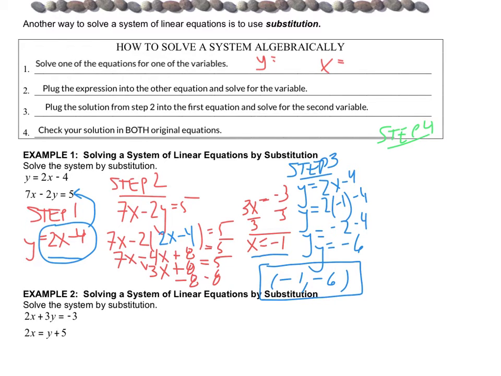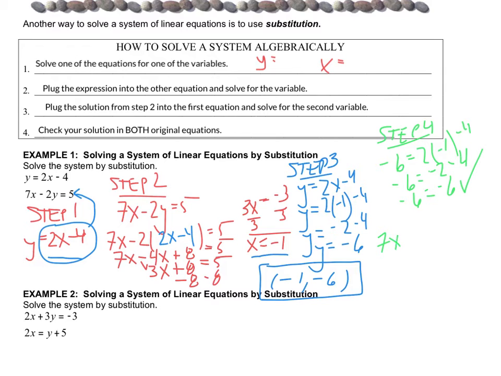So y equals 2x minus 4. Well, that'll be the first one we'll plug in. The y is -6. 2 times -1 minus 4. Well, that works. -6 equals -6. So check on that one. But again, it needs to work for both.